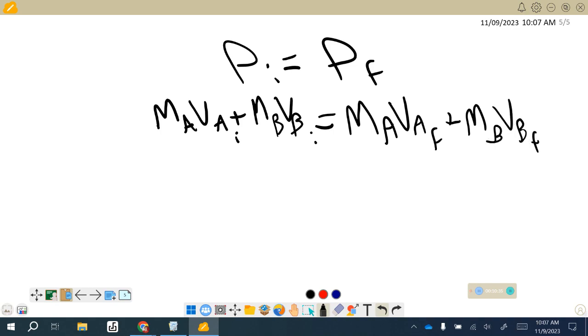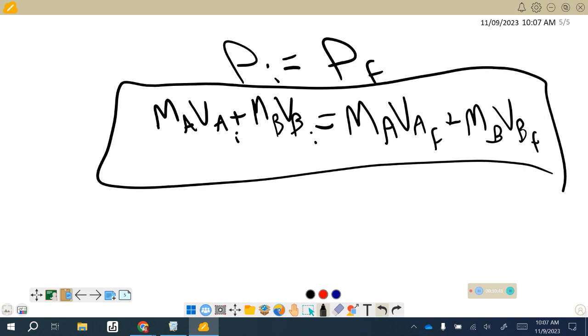There you go. I've essentially just rewritten conservation of momentum as an equation, and it's this right here, and it's going to help us a lot when we are trying to solve for these different types of collisions and understanding how much velocity objects have before and after those collisions.